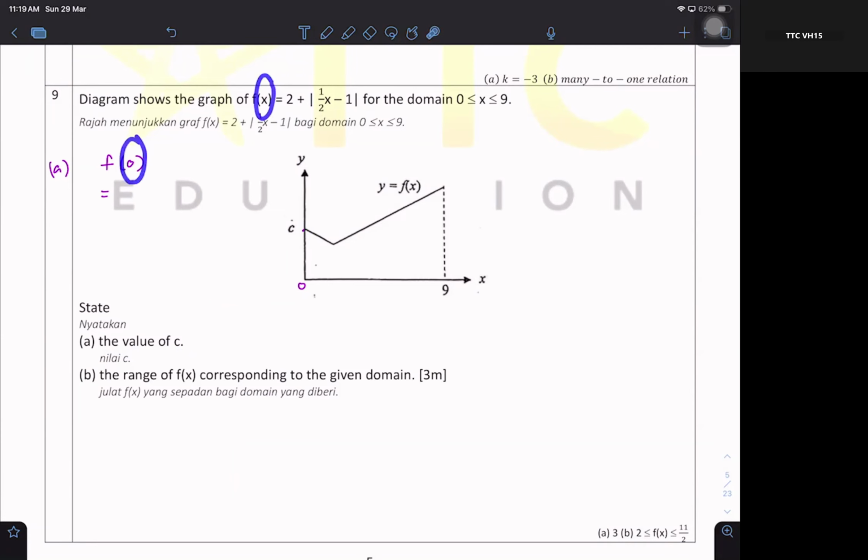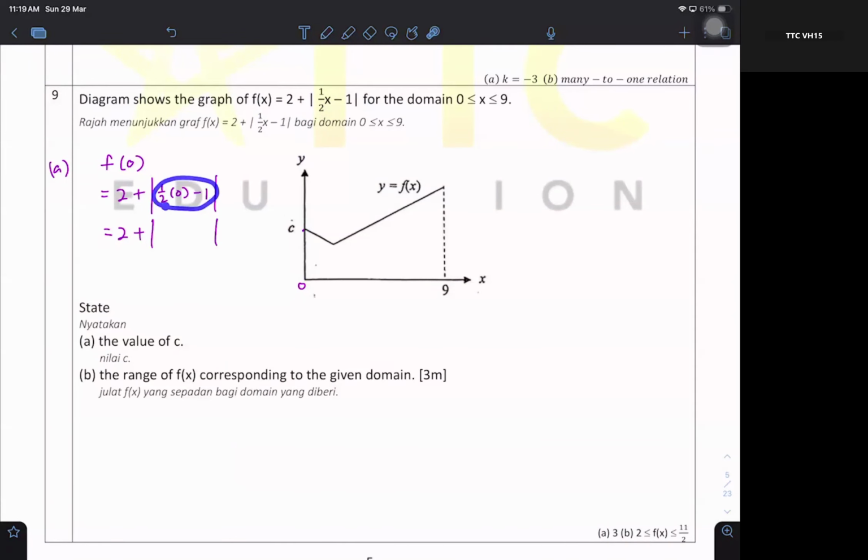The x is 0, because at this point, the x is 0. Understand? Then you substitute into the x. So it becomes 2 plus modulus of 1 over 2 times 0 minus 1. Then you just calculate.